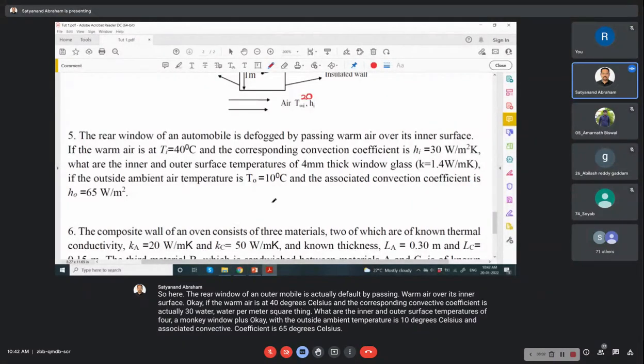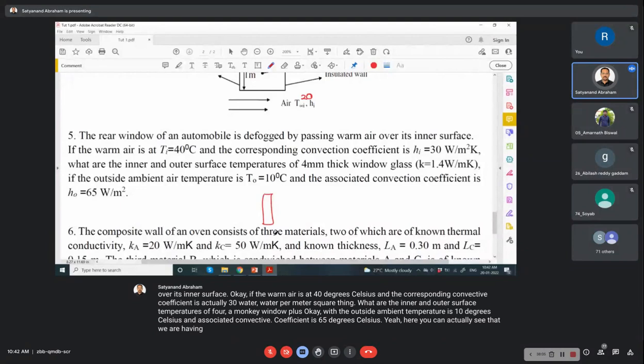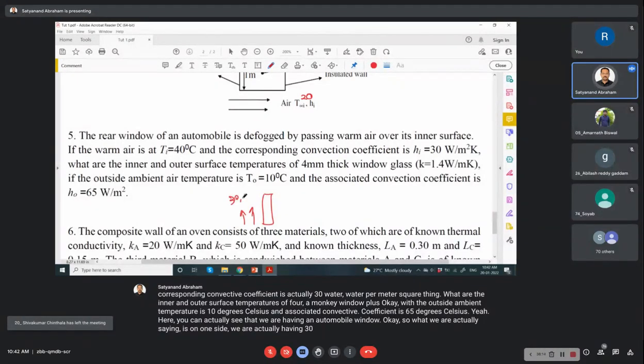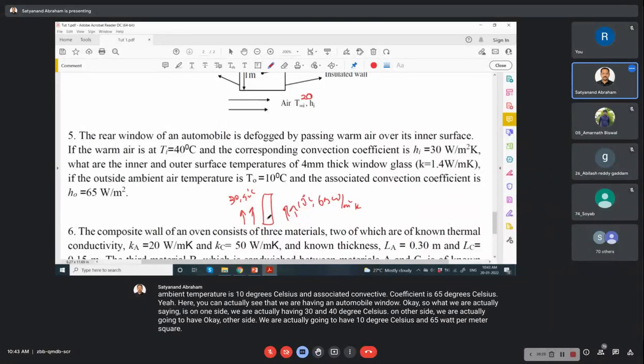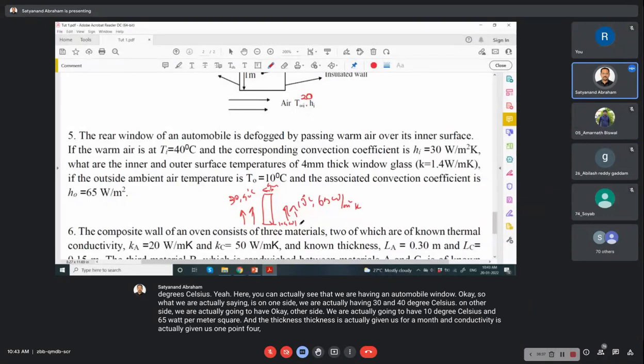Here you can see that we have an automobile window. On one side we have 30 watt per meter square Kelvin and 40 degrees Celsius. On the other side we have 10 degrees Celsius and 65 watt per meter square Kelvin. The thickness is given as 4 and conductivity is given as 1.4 watt per meter Kelvin. So what is asked? We need to find the surface temperatures T1 as well as T2.